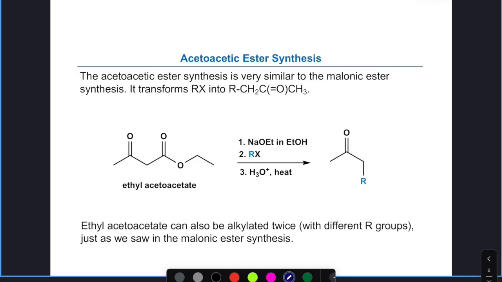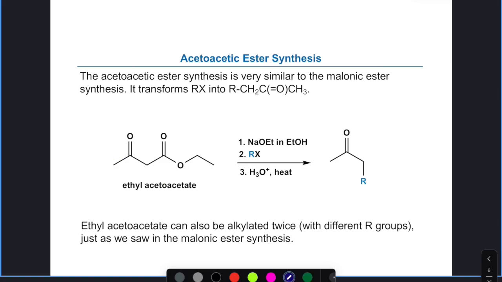But first, the acetoacetate synthesis. This is very much the same thing as the malonic ester. The only difference is you're starting with a different molecule. Remember, malonic ester had two esters on both sides. These molecules have an ester on one side and just a simple ketone on the other. But functionally, we do the same thing.